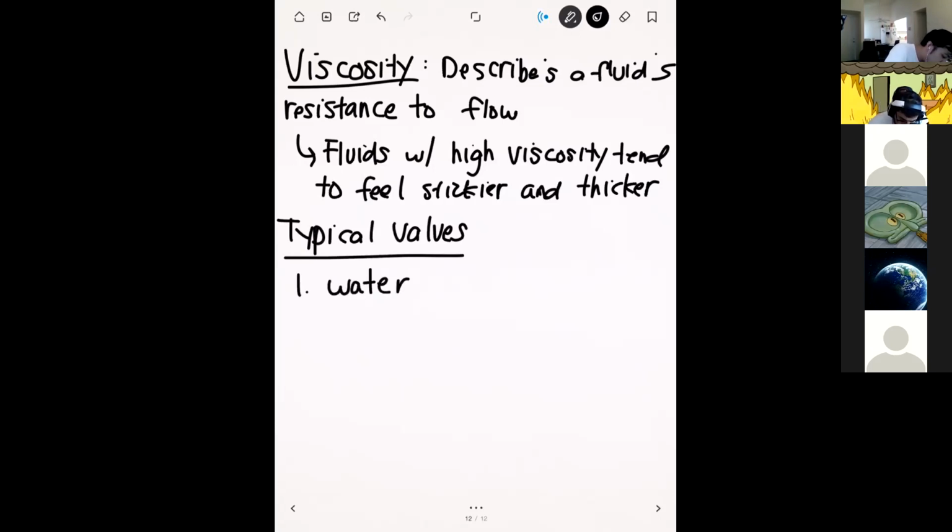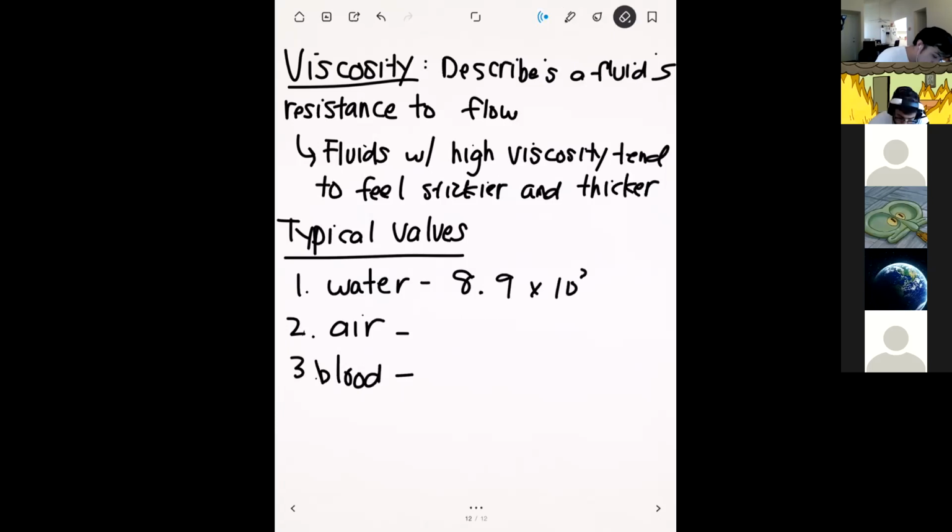So let's do our same three fluids: water, air, and blood. Now we can see if blood really is thicker than water. All of these are going to be at room temperature. The viscosity of water is 8.9 times 10 to the minus 3 Pascal seconds. Air has a viscosity of 1.81 times 10 to the minus 5.